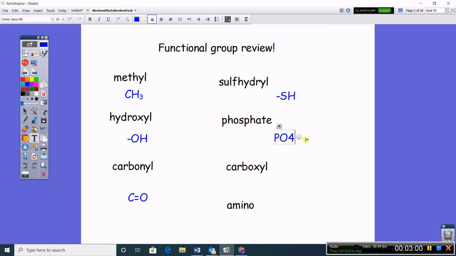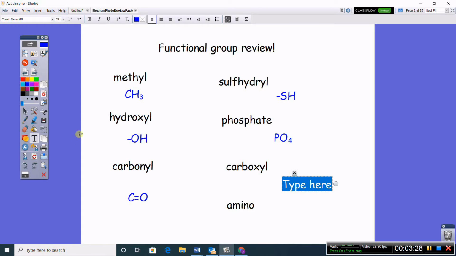Phosphate, PO4. So, here's something to think about with phosphate groups. Like we did the phosphorus cycle. When you see phosphate groups, you should automatically be thinking of things like the phosphate group in DNA or phospholipids. You should be able to figure out, okay, what kind of molecules that we've talked about this year might have this group or might have these elements.